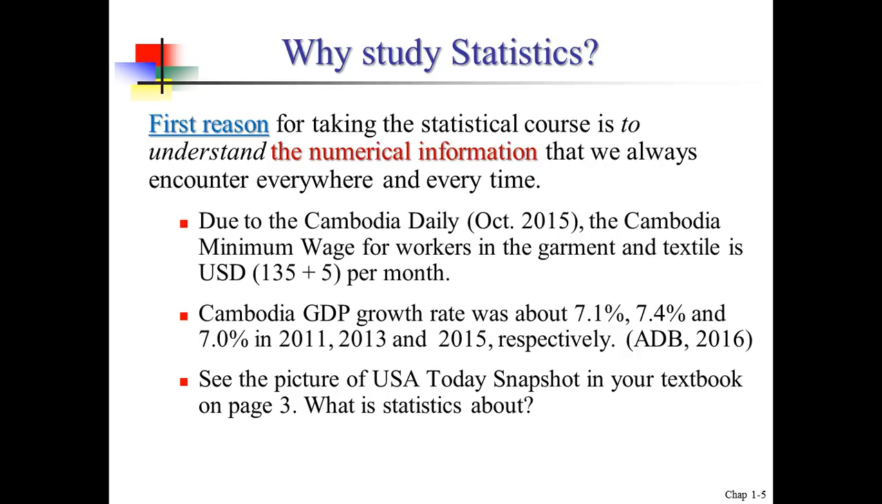Maybe I have one question for you. You need to find the answer to my question. How much is the minimum wage for workers in garment factories in textile in 2019? Sorry, 2019. How much is it? So you can find it. This is the first question that I ask you to find out the answer. While based on Cambodia 2015, it was 140.